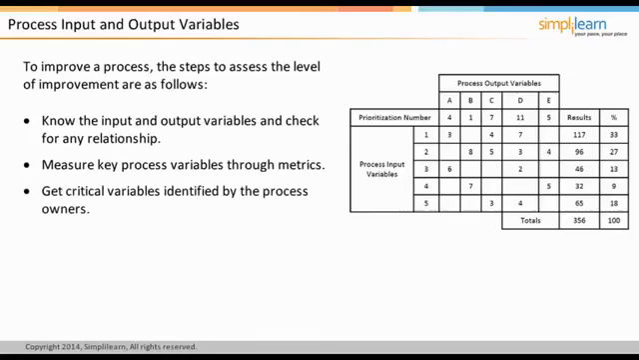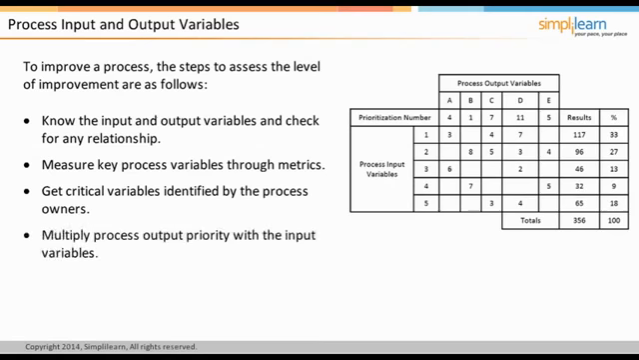Critical variables are best identified by the process owners. Once they are identified, cause and effect tools are used to establish the relationship between variables. A cause and effect matrix is shown on the screen. The key process input variables have been listed vertically, and the key process output variables horizontally. For each of the output variables, a prioritization number is assigned. Numbers which reflect the effect of each input variable on the output variable are entered in the matrix.